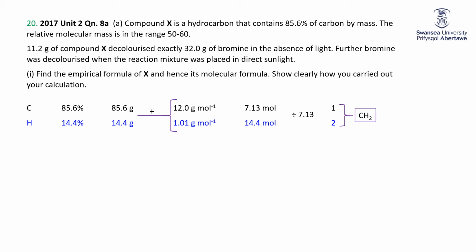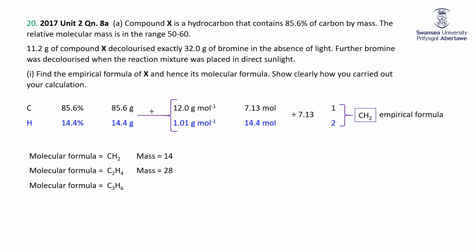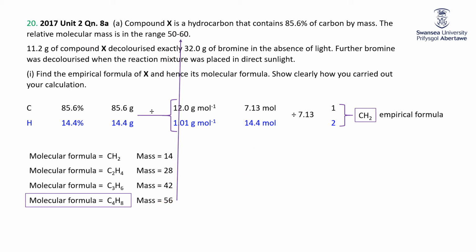Now what that means is that, of course, the molecular formula is some whole number times CH2. So if the molecular formula was 1 CH2, which of course can't exist, the molar mass would be 14. If it was C2H4, in other words, 2 of those, the mass would be 28. If it was C3H6, it would be 42. If it was C4H8, the mass would be 56. And we're told that the mass is between 50 and 60. Ergo, the molecular formula is C4H8.